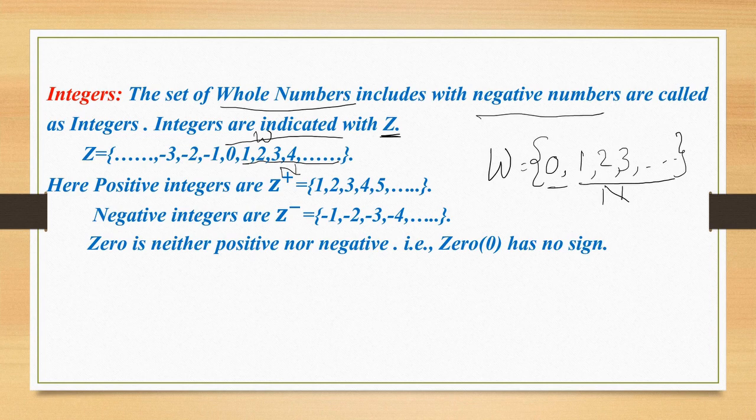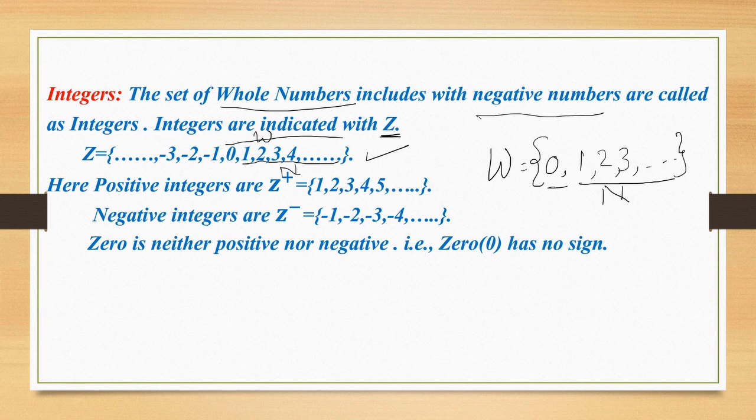By including all these with the negative numbers, these negative numbers are nothing but the negative signs of the natural numbers. Already we know natural numbers start from 1, 2, 3, 4, and so on. All the natural numbers are positive numbers. The negative signs of these positive numbers, that means minus 1, minus 2, minus 3, and so on, are called negative integers. The integer set also has an infinite number of elements.